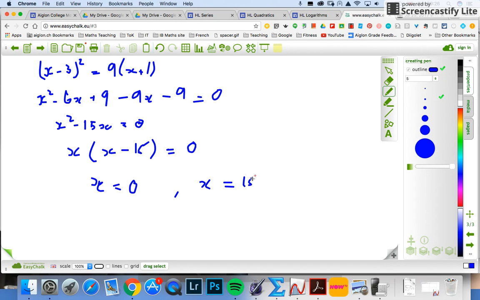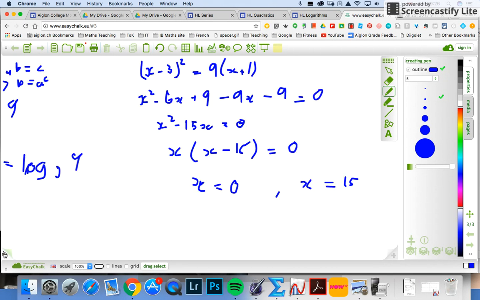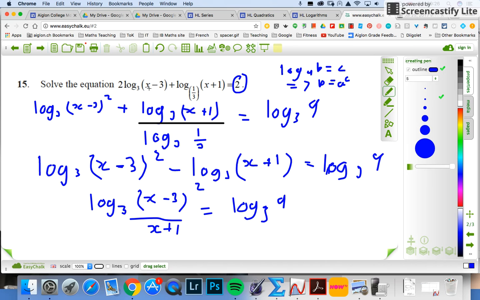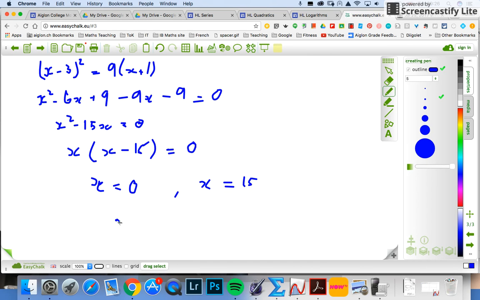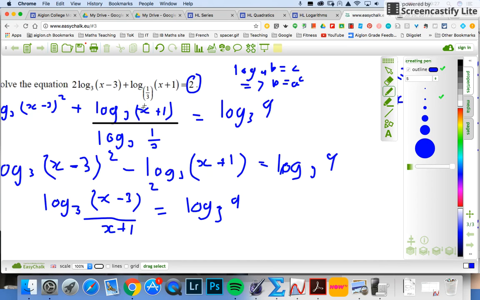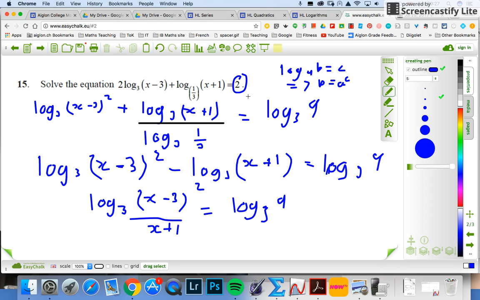So I've got two answers, but I'm going to go back to my logs. And if I made x 0 here, I'd have log base 3 of minus 3, and we're not allowed to have a negative in there, it won't work. So we can ignore that 0, and my final answer is just x equals 15. So quite a long question, and it involves lots and lots of rules of logarithms. You've got the change of base rule, you've got the rearrangement here, and you've got to understand that if we've got a minus here, I can divide, and also the power rule coming in here.